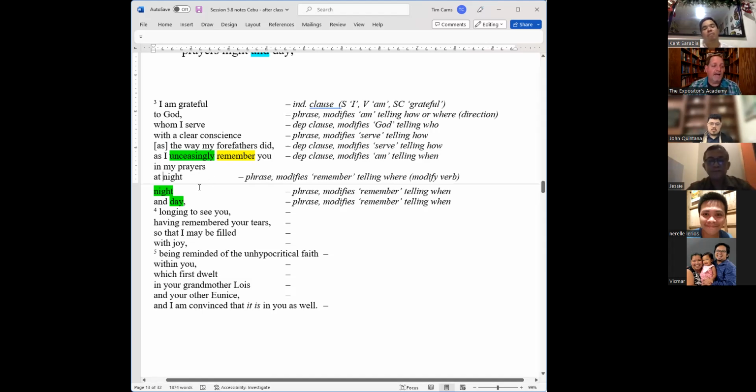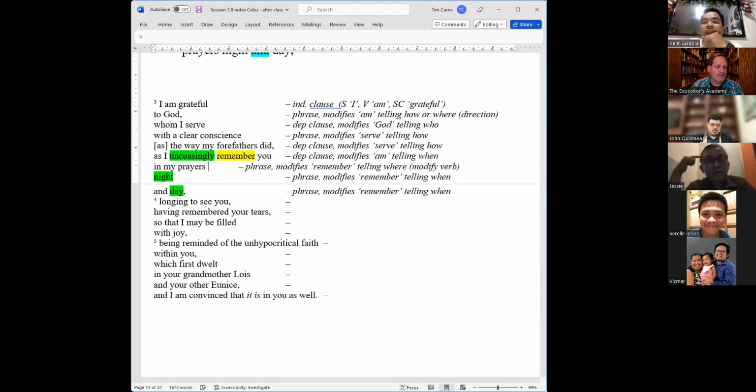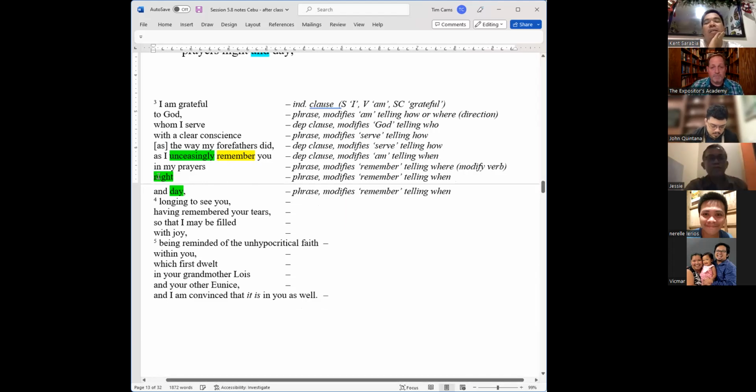Now, if he had said at night, that would probably be more literal, unless he says at night and at day, then it's the same. It would be a merism most likely. But if he had just said in my prayers at night, then that would sound like a more literal, like he prays at night, and when he prays at night, he remembers them. But here he uses a merism, and Paul likes to do this. You'll see a lot of merisms in Paul's writings, because we see night and day.